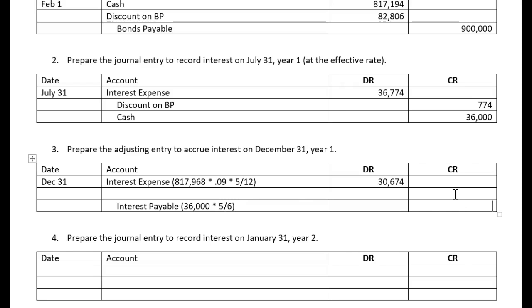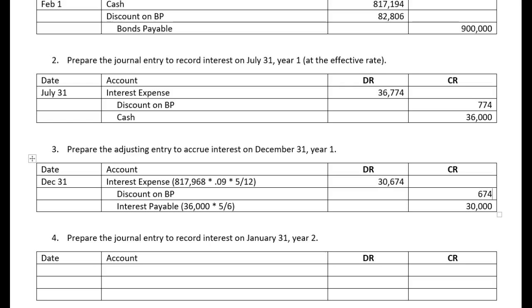Just be careful and make sure that you don't calculate it incorrectly. And that would be 30,000. So again, the 36,000, multiply that by 5/6. Okay? Now, what's the difference there? Well, every time we record that interest, remember that as accrued, we do have to amortize a little bit of that discount. So we're going to hit the discount on bond payable, because that would actually reflect the proper carry value of the bond at this period of time.